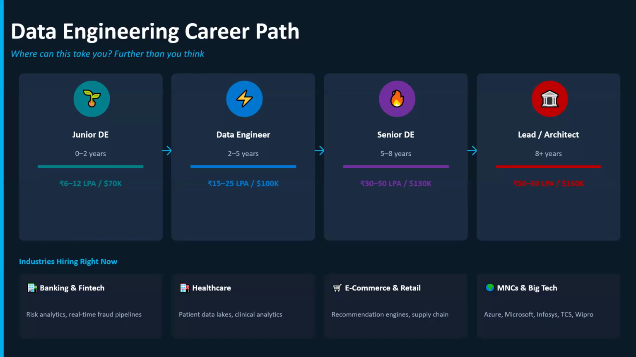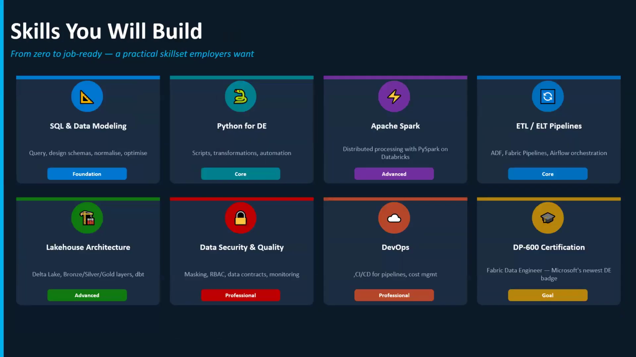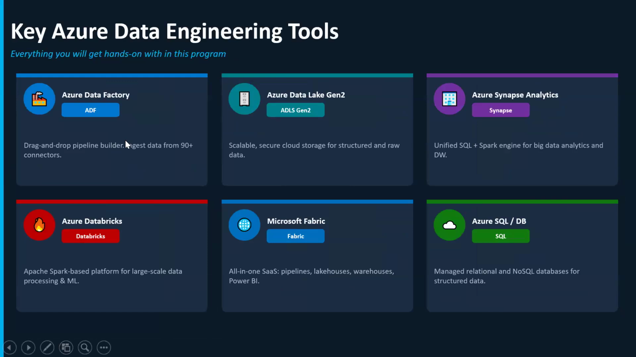So apart from Azure Databricks and Microsoft Fabric, do I have to learn Azure Data Factory, or is it covered in the Azure Databricks session? Azure Data Factory is an independent topic which you are going to cover as part of this program. And even within Microsoft Fabric, Data Factory is available. If you know Azure Data Factory, you can say that you know Data Factory in Fabric.